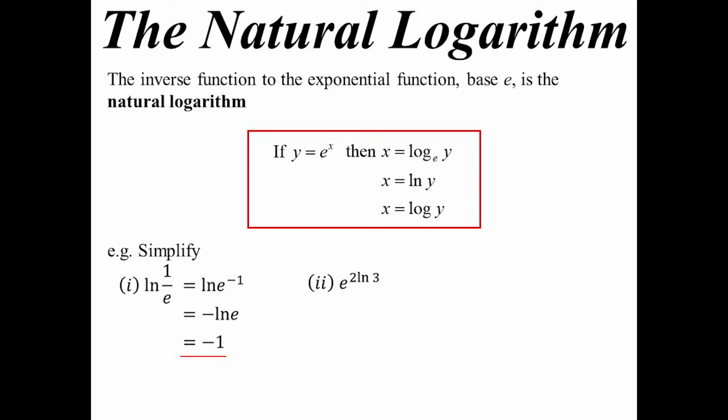e to the power of 2 log 3. Well, again, the e and the log will cancel, but it can't cancel whilst that 2's at the front of the log. So we need to bring the 2 into the log. So we get it as e to the log of 3 squared. Now the e and the log will cancel, and I'm left with 3 squared, which is, of course, 9.